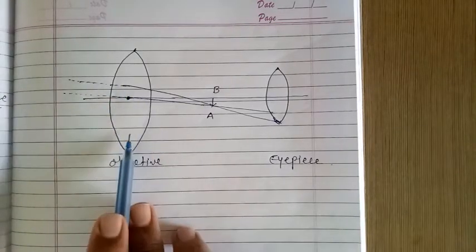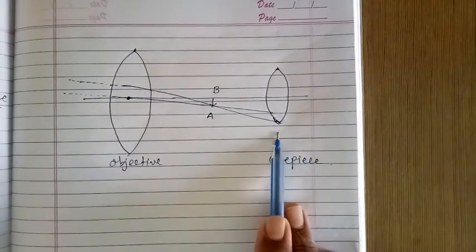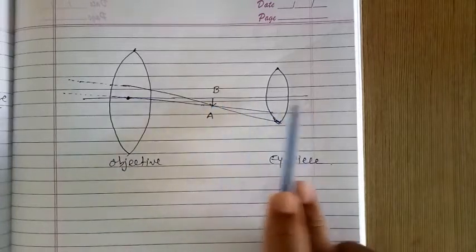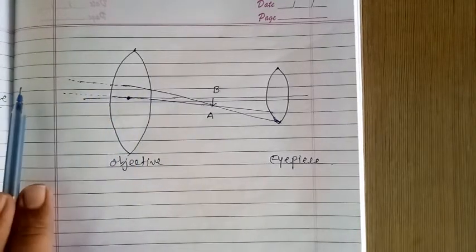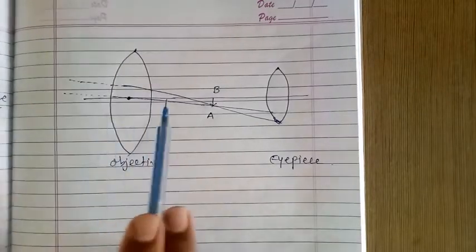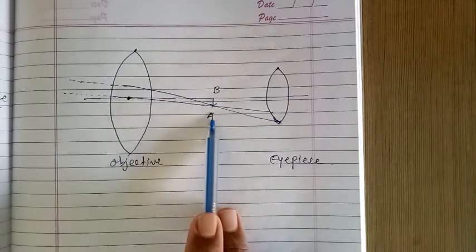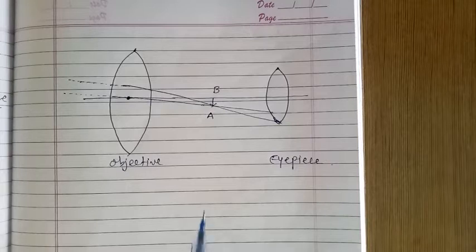The lens facing the object is called the objective and the lens near the eye is called the eyepiece, right? Here the eyepiece can move to and fro in the tube of the telescope to get an image. First of all, the parallel rays coming from the object form a real and inverted image. This small image acts as an object for the eyepiece and the eyepiece gives a magnified inverted image A dash B dash, right?